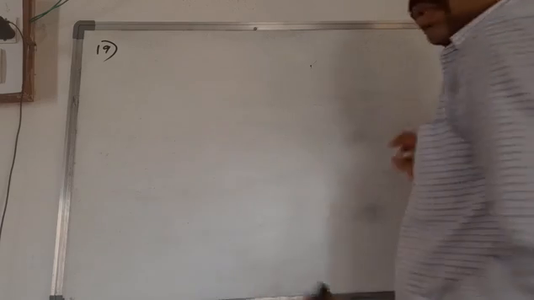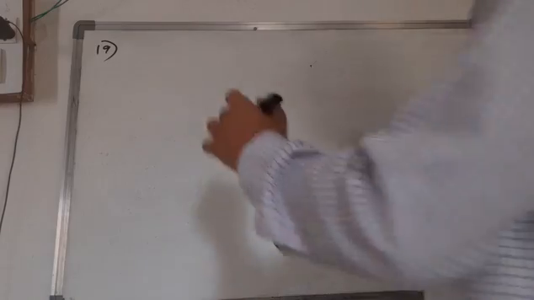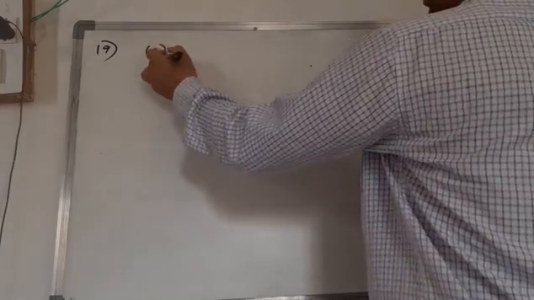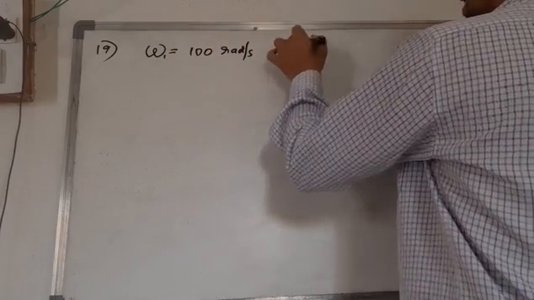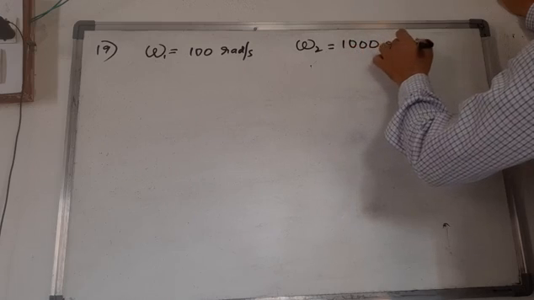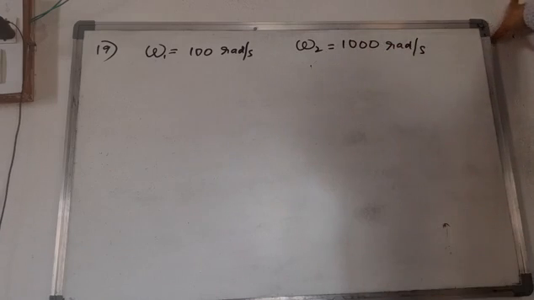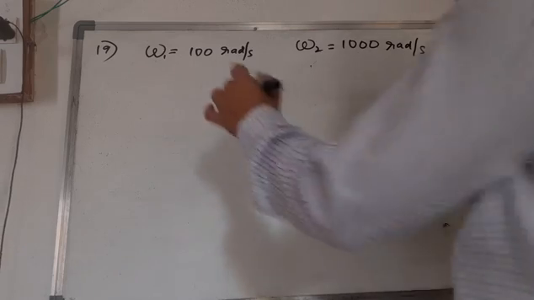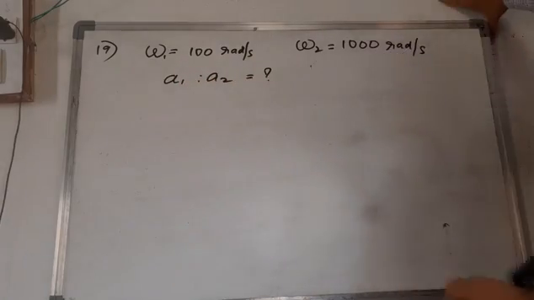Now 19th question. In the 19th question we got that omega 1 is equal to 100 radians per second and omega 2 is equal to 1000 radians per second. Okay, two angular velocities are given and he's asking what is the ratio of acceleration.